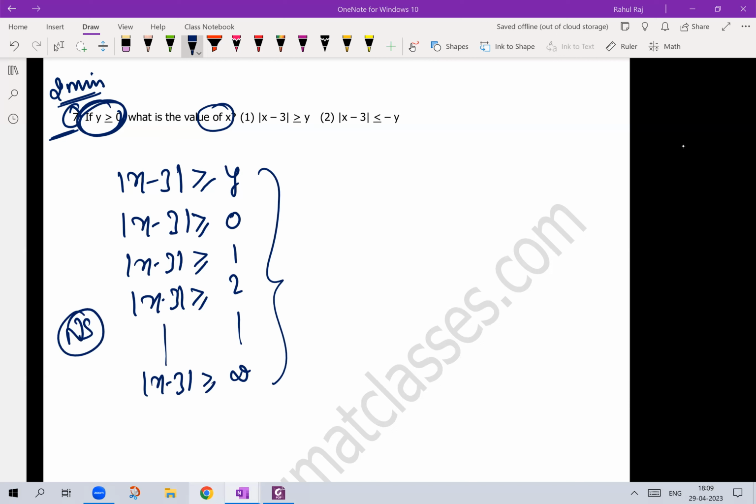Now let's come down to the second one. Mod of x minus 3 less than or equal to negative y.